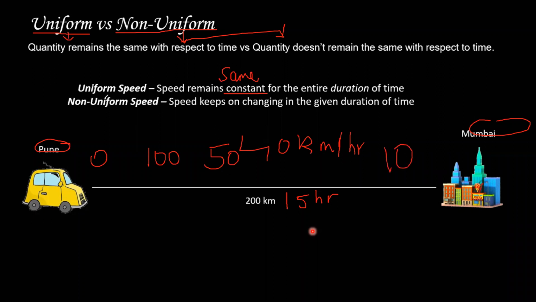So it is like this. It is non-uniform speed. The speed kept on changing in the given duration. Rahul, please don't annotate, man. So it is uniform speed and non-uniform speed. If you have understood this, type yes in the chat box. If not, then ask me a question as usual.